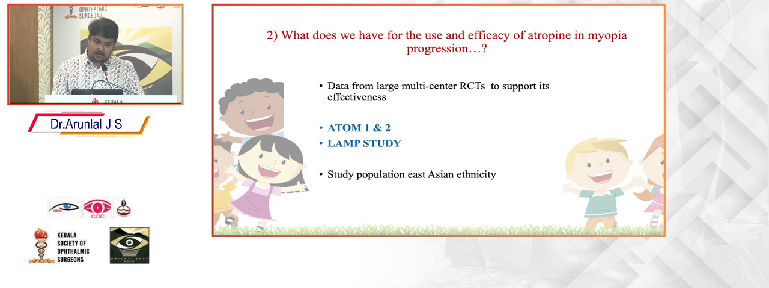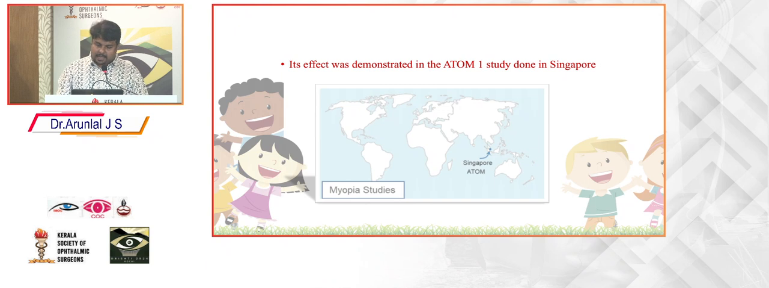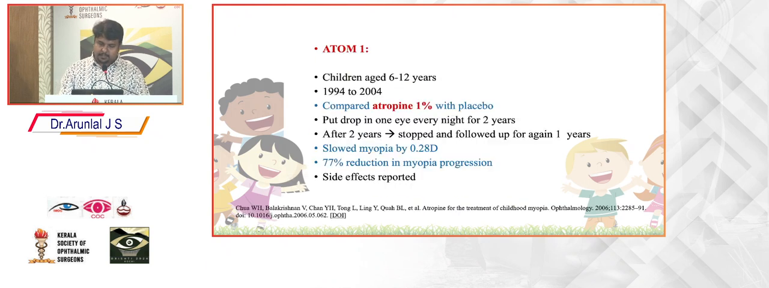Now we shall see what we have for the use and efficacy of atropine in myopia progression. We have the ATOM 1, ATOM 2 and LAMP studies. The ATOM 1 study was done in Singapore between 1994 and 2004 in children aged between 6 to 12 years. They compared the efficacy of atropine 1% with the placebo.